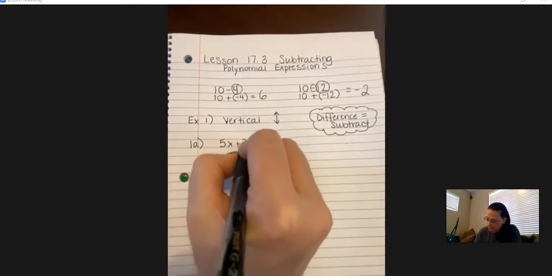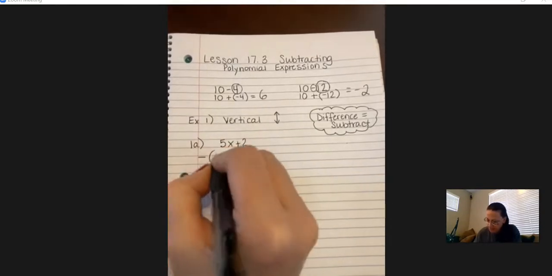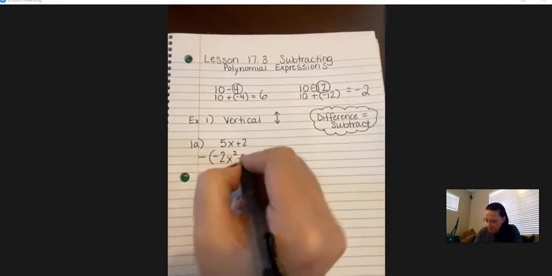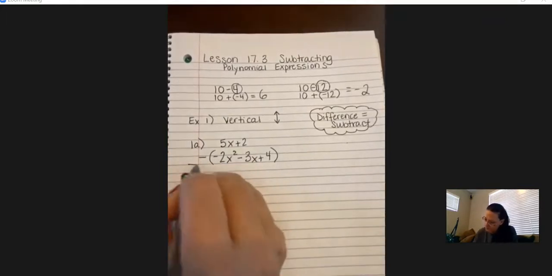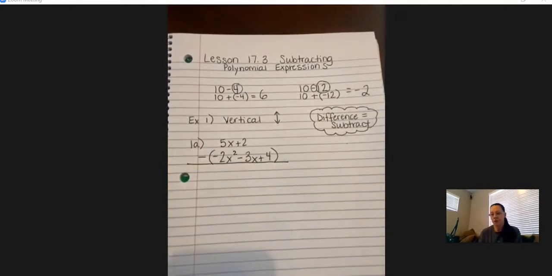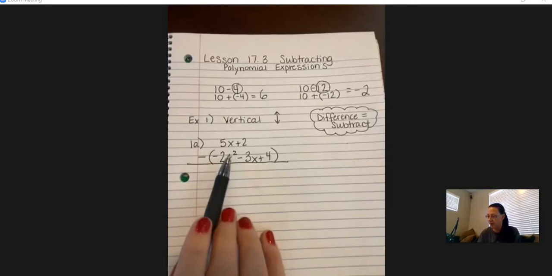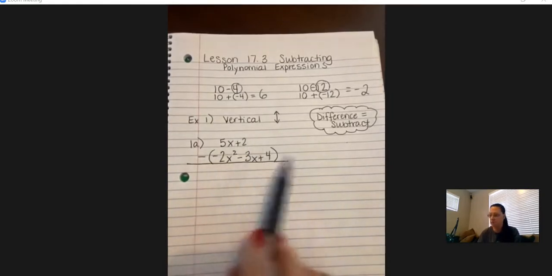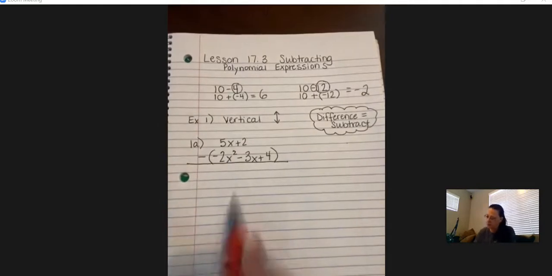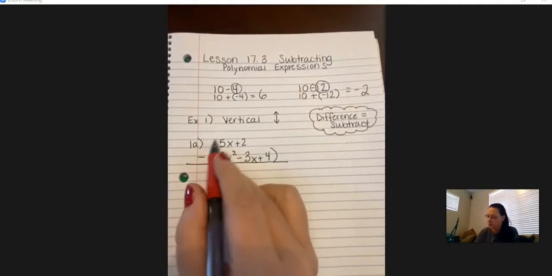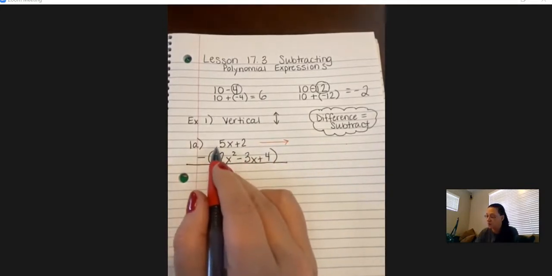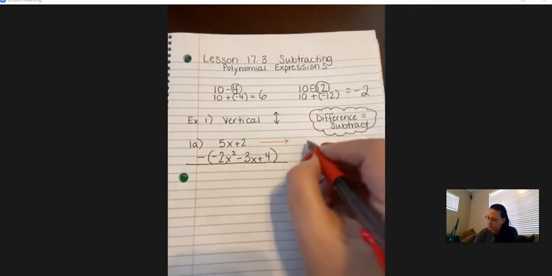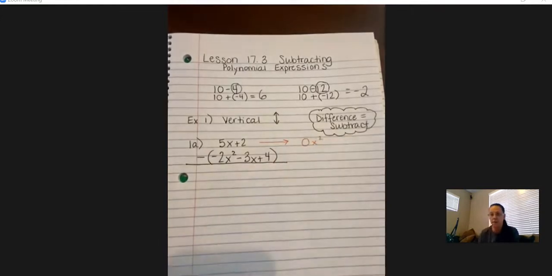5x plus 2 minus negative 2x squared minus 3x plus 4. Okay, first, just like with a sum, when we're adding, you need your like terms stacked on top of each other. So right now, I don't have any x squareds up here. So when I rewrite this top polynomial, I'm going to rewrite it with either an empty spot or a zero as my placeholder. So there were zero of those x squareds on the top.